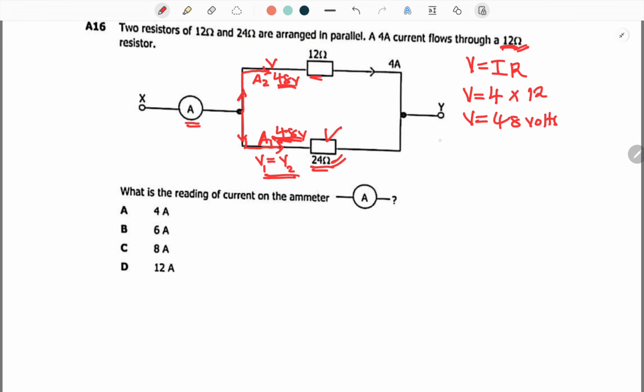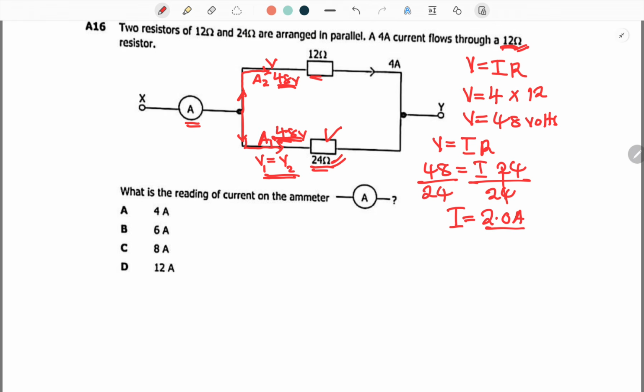Now, for this resistor here, we do not know the current, but we know that voltage is equal to I R. The voltage is the same. What we don't know is the current, but the resistor we have is 24. So voltage over 24. When we calculate the current, what are we going to have? It's 2.0 amperes.